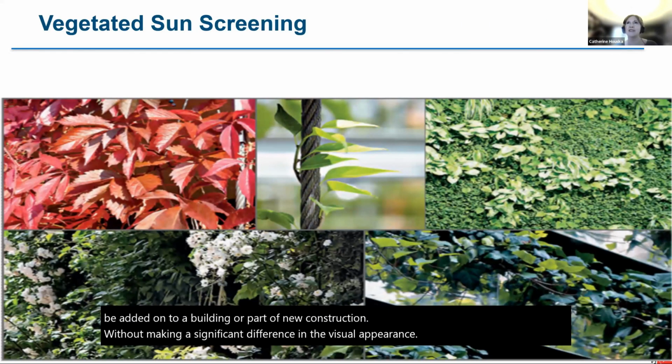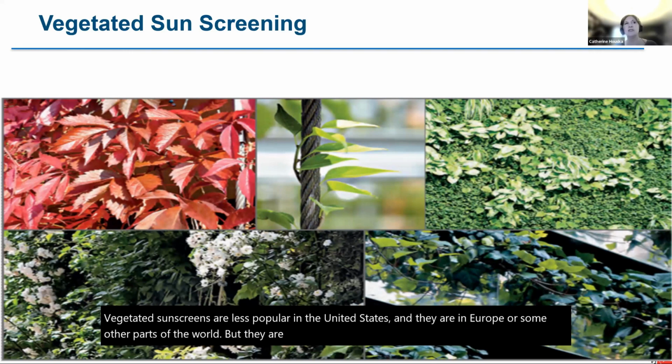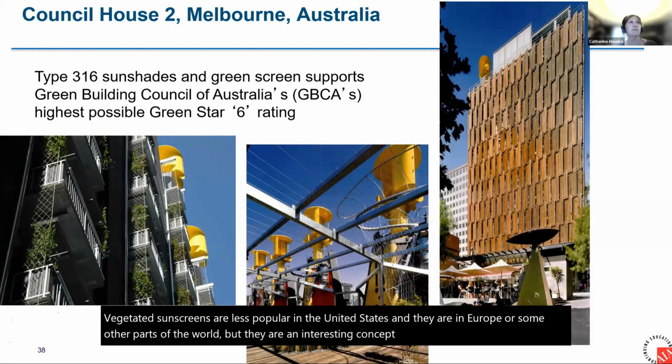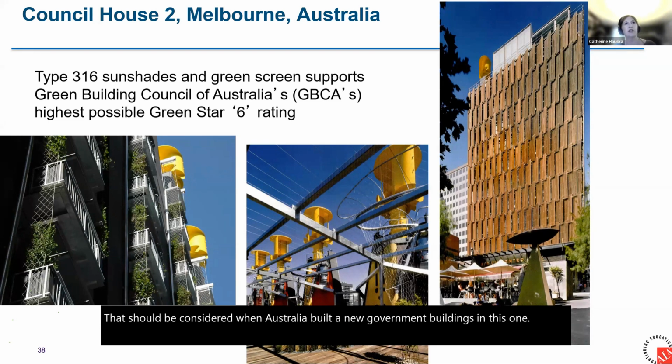Vegetated sunscreens are less popular in the United States than they are in Europe or other parts of the world, but they are an interesting concept that should be considered. When Australia built some new government buildings, and this one in particular, Council House 2, they wanted to make it as sustainable as possible.